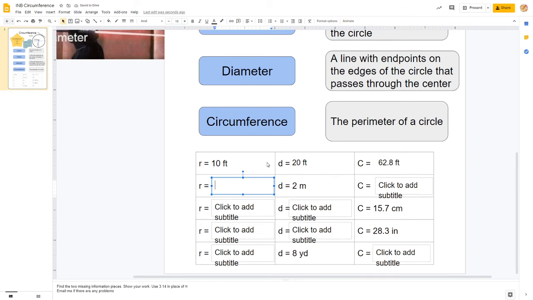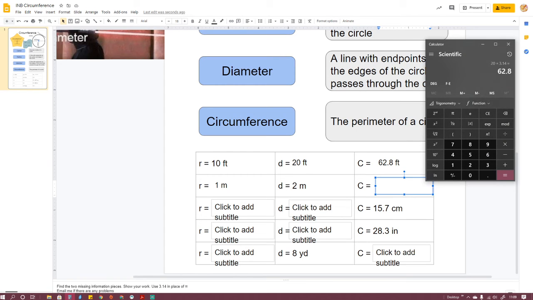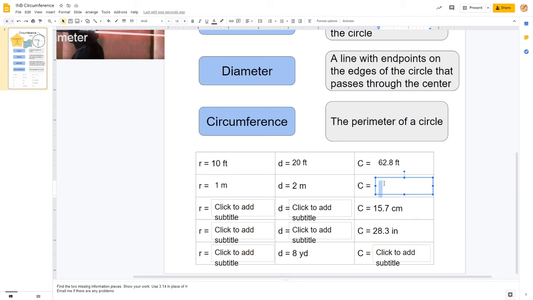Now to get from diameter to radius, we got to divide by 2. So 2 divided by 2 is 1. And then if I pull up my calculator again, I'm going to do 2 times 3.14 equals 6.28 meters. Making sure I label my numbers because I don't want to be wrong with my numbers.